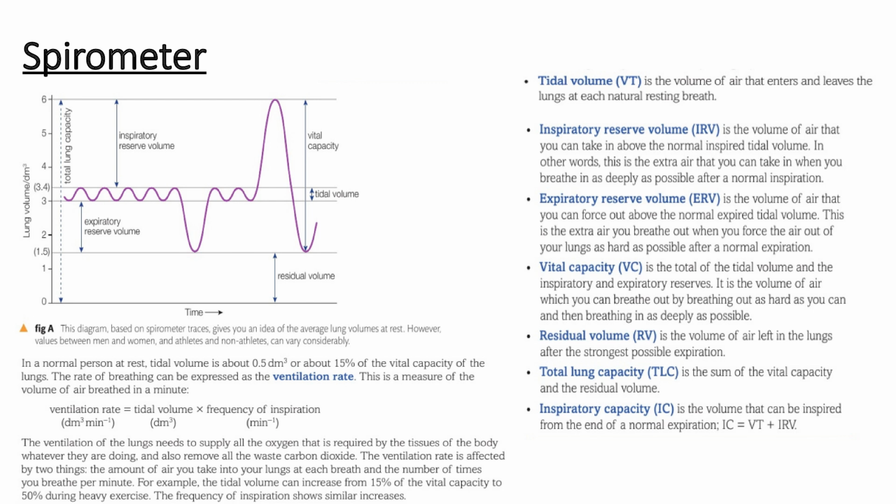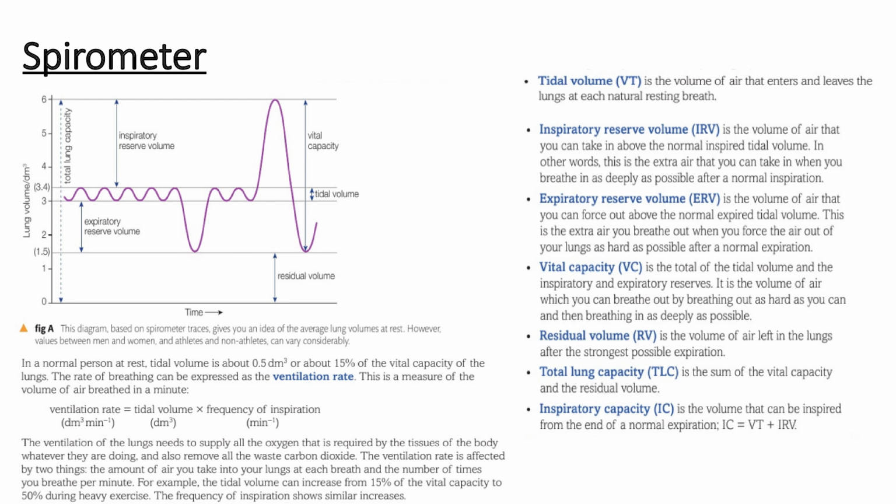The equation for the ventilation rate is tidal volume times frequency of inspiration. The ventilation of the lungs needs to supply all the oxygen that is required by the tissues of the body, whatever they're doing, and also remove all the waste carbon dioxide. The ventilation rate is affected by two things: the amount of air you take into your lungs at each breath and the number of times you breathe per minute. These are the two factors that affect our ventilation rate.